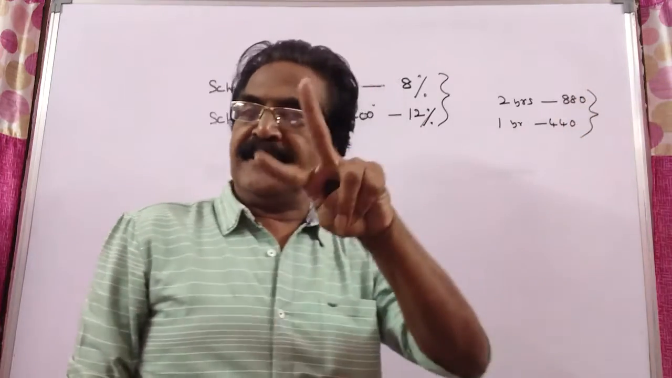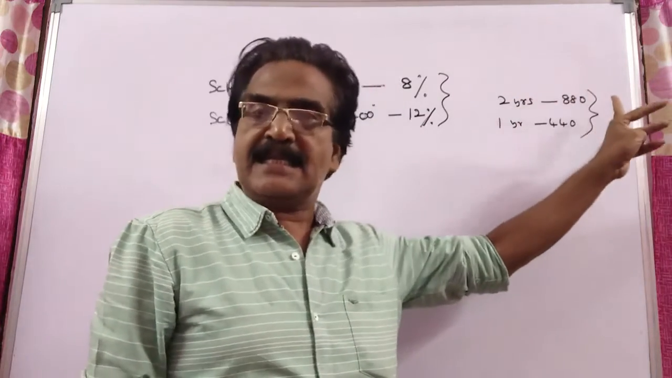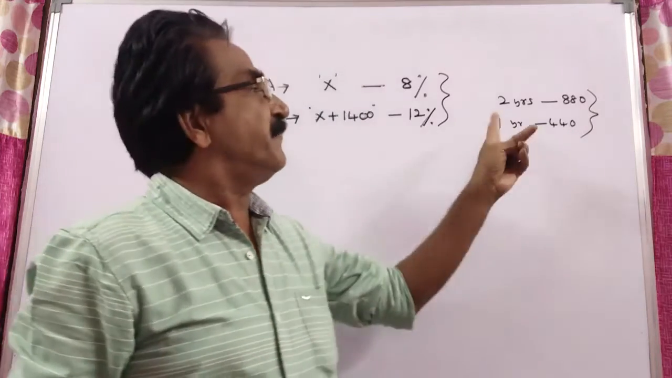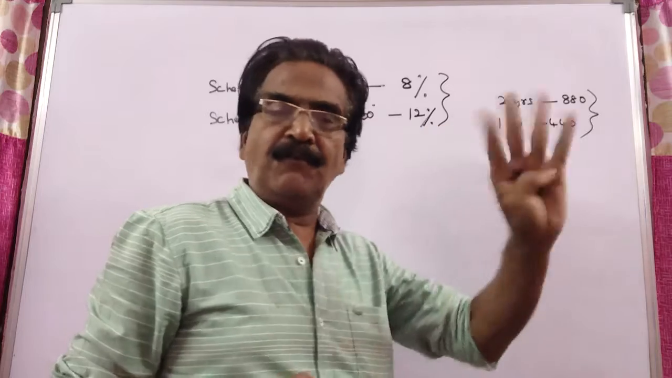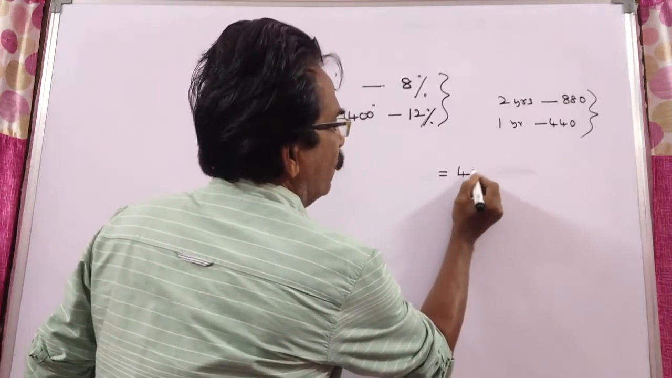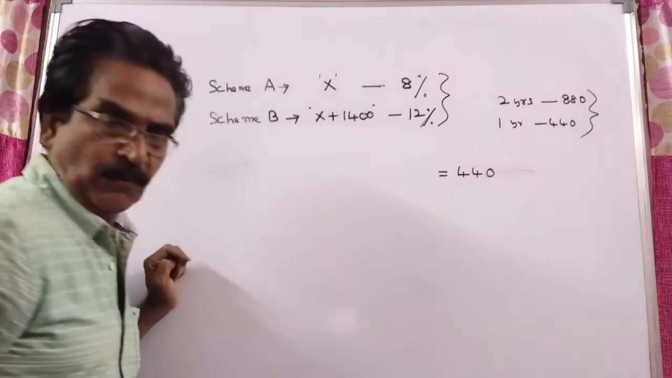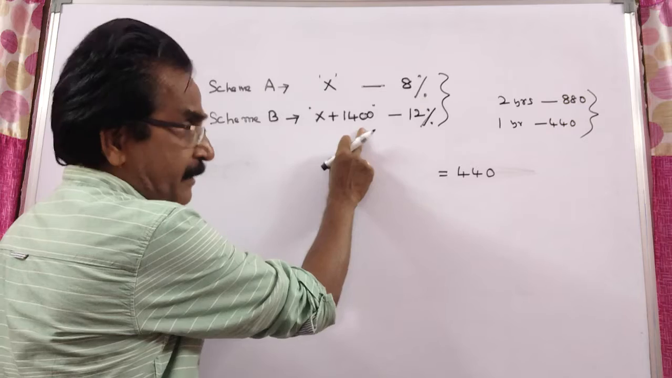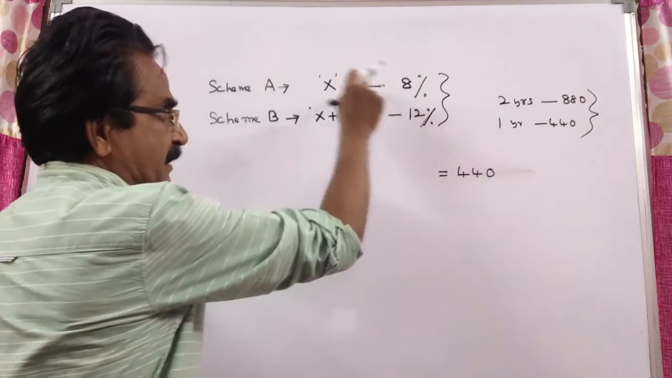880. Difference for 2 years is 880, so then the difference for 1 year is 440. Then this 440 must be equal to 12% of X plus 1400 minus 8% of X.